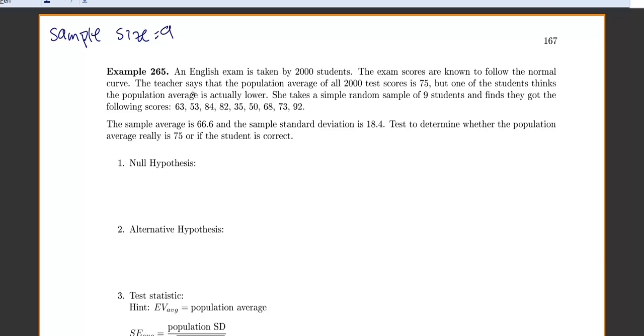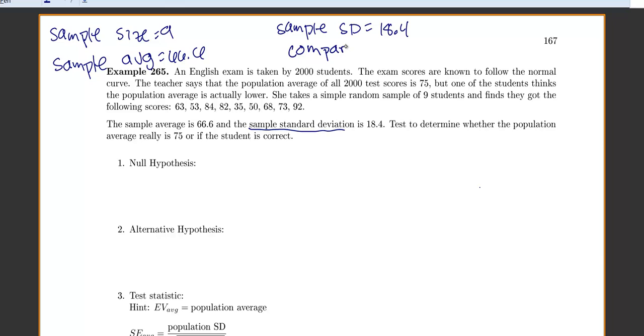And she found that they got these scores, 65, 63, 53, up to 92. The sample average is 66.6. So my sample average, the sample standard deviation, so my sample SD equals 18.4. Test to determine whether the population average really is 75 or if the student is correct. So we're comparing to 75.